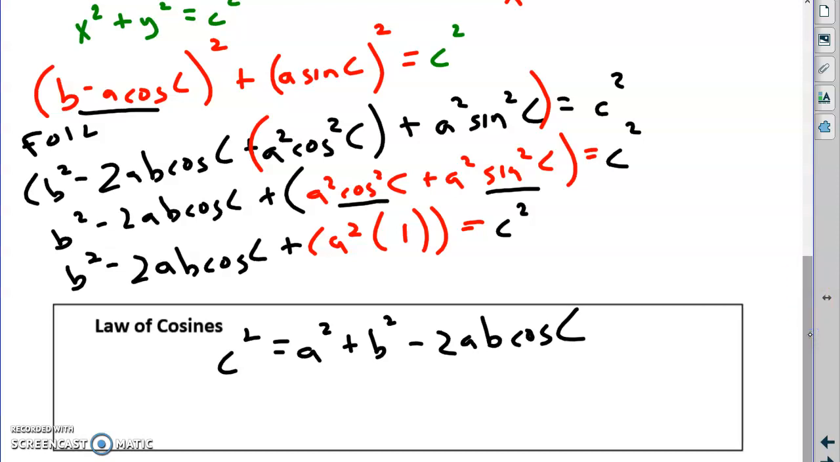Take a look at that. That's where it came from. Again, not expecting to come up with the derivation yourself, but to see where it came from. Let's use it.